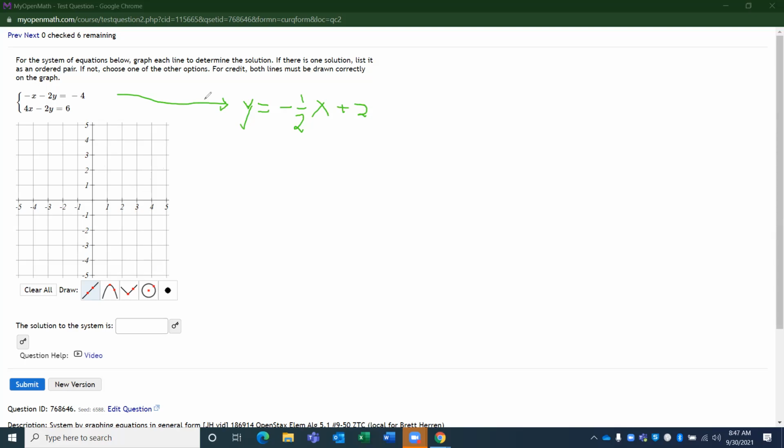Let me do the second one real quick. If you solve for y there, it's going to be y equals 2x minus 3. You divide there. Okay, so for the green line, it's going to start up 2 right here.